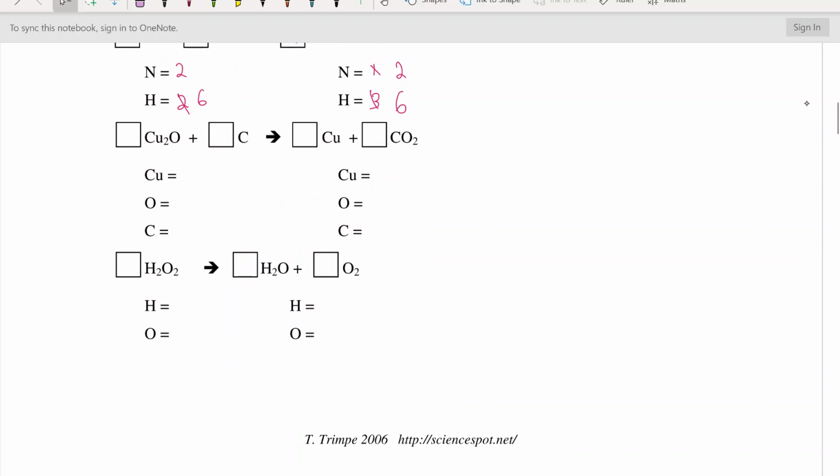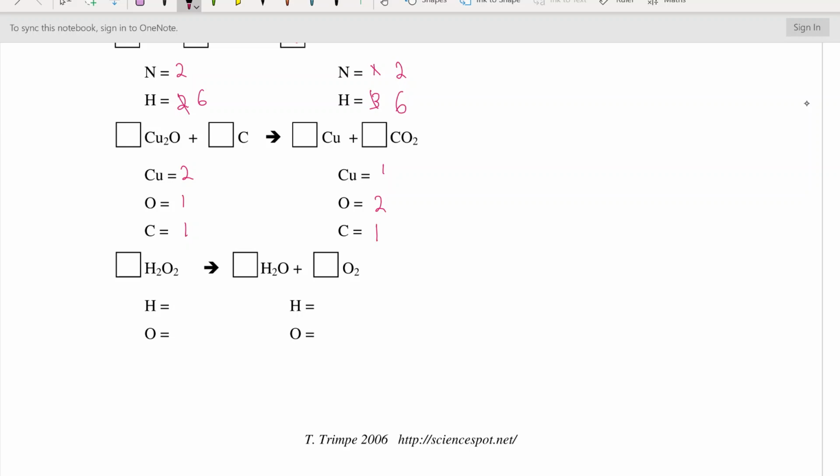All right, let's do some more. So here we have copper oxide and carbon, and it's creating copper and just carbon dioxide on the right side. So here I have 2 coppers, 1 oxygen, and 1 carbon. And on the right side I have 1 copper, 2 oxygen, and 1 carbon.